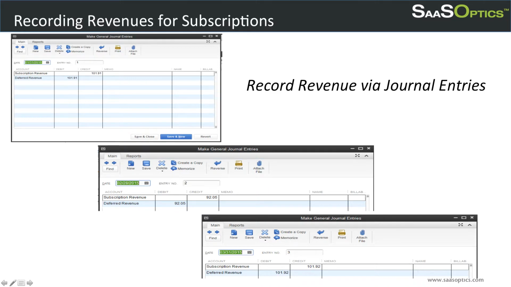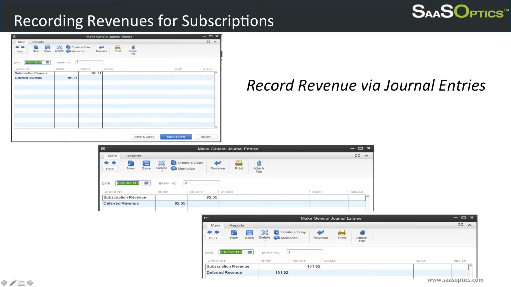In my example, I only have 3 journal entries for my one example. So in January, on January 31st, I'm going to debit deferred revenue, which is I'm going to take away from deferred revenue $101.91, and I'm going to put it into my income account called subscription revenue. I'm going to do the same thing in February and in March.